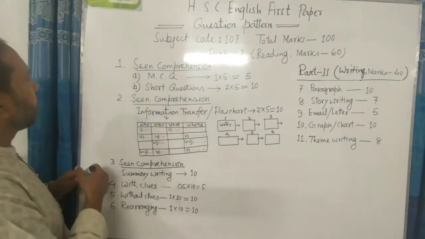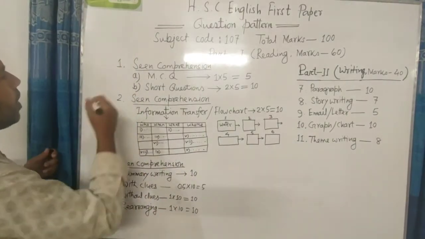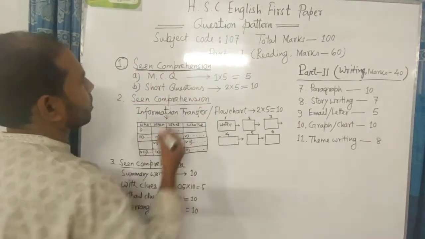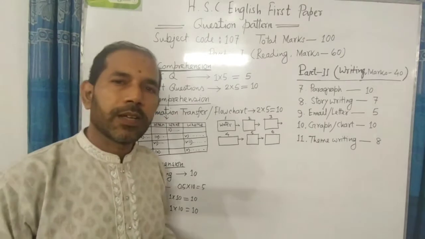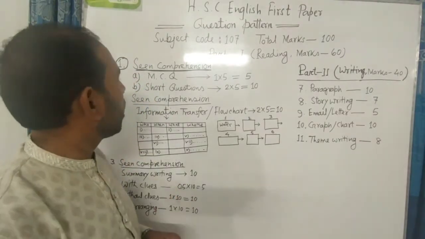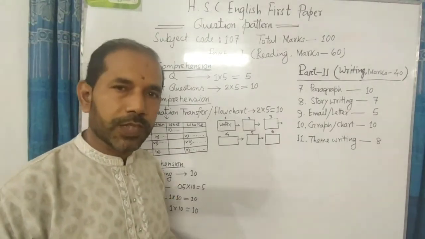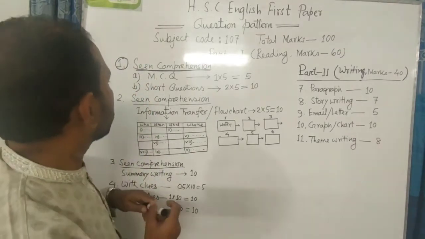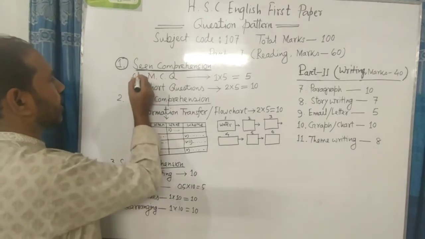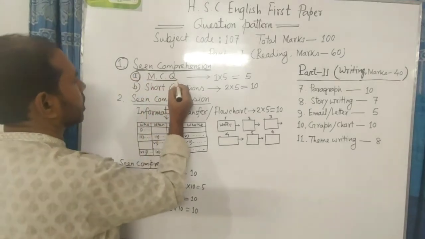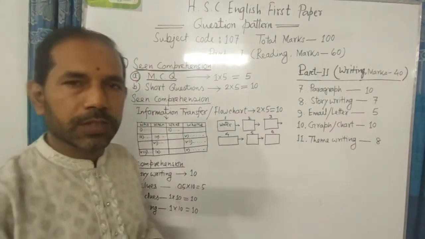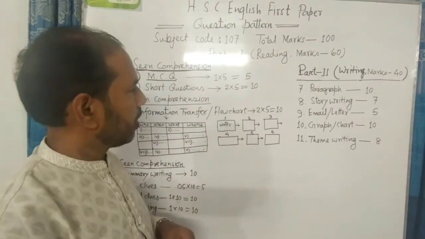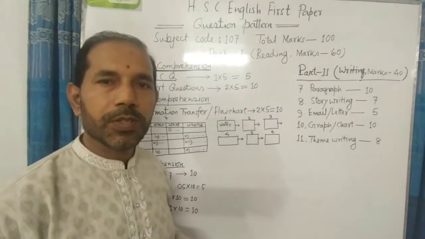Okay. In the very first, number 1, we see there will be a seen comprehension. Okay. Please follow my lecture. In question number 1, there will be a seen comprehension from your textbook. And in that question, there are 2 types of questions. That is, in number A, you will see the MCQ questions. Okay? And each question carries the marks 1. That is, the total marks of MCQ is 5.